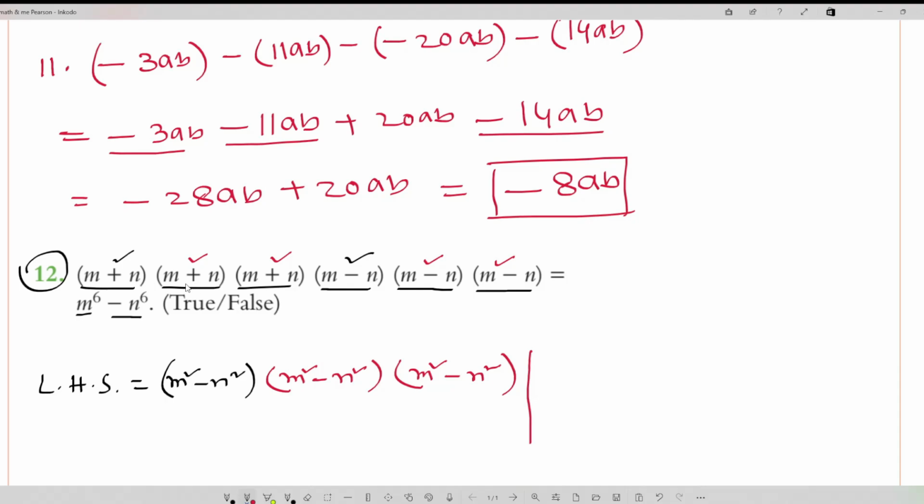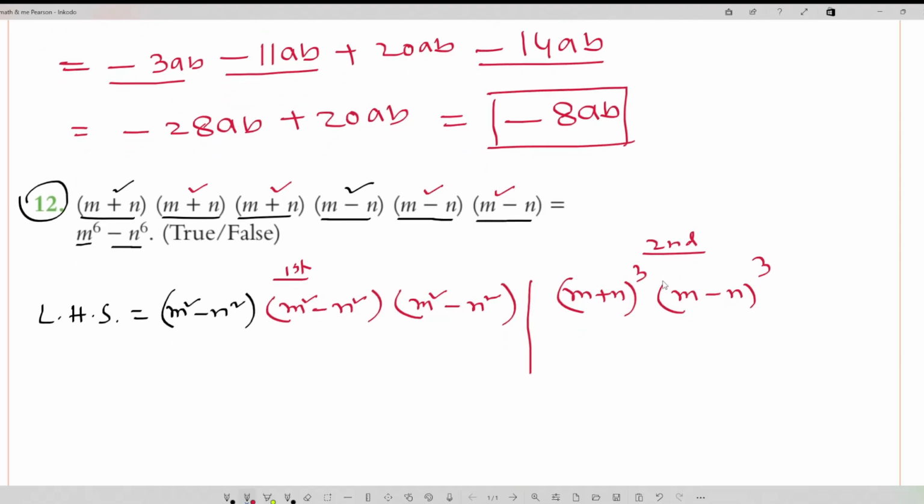We can write this one also: here is m plus n, m plus n, m plus n. It means m plus n cube, and here is m minus n, m minus n, m minus n. It means m minus n cube. So it's a first method and it's a second method. Anything you can write. Now look, if we multiply everything, it means m square, m square, m square, we can write m to the power 6, right?